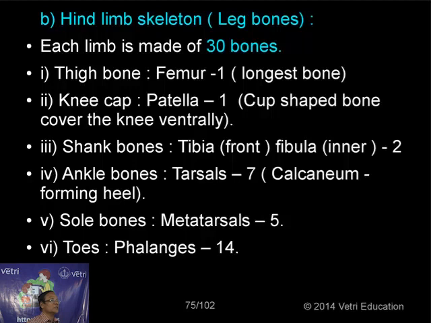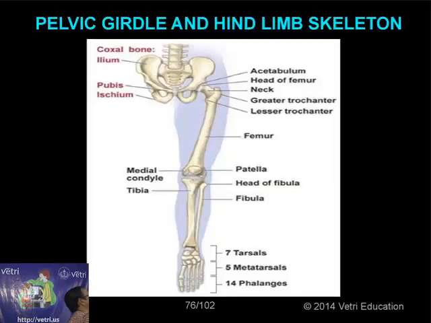And then we have the digits. As in the case of the fingers, the toes have the same digital formula. The big toe has 2, the other toes have 3 phalanges each. 2, 3, 3, 3 and 3. That is totally 14 phalanges.